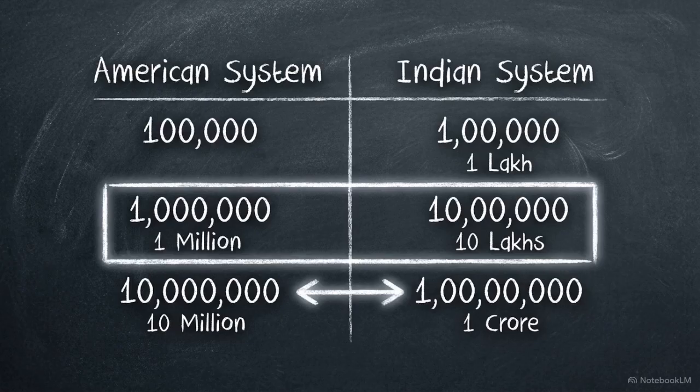This translation table maps the two systems directly against one another, row by row. 100,000 in the American system is the same as 1 lakh in the Indian system. Add one more zero and we reach the most common conversion point. 1 million is exactly equal to 10 lakhs. Moving up the scale again, 10 million in the American system translates to 1 crore.